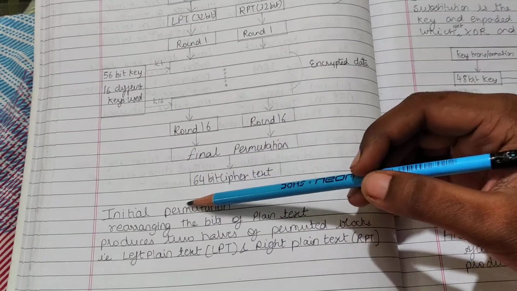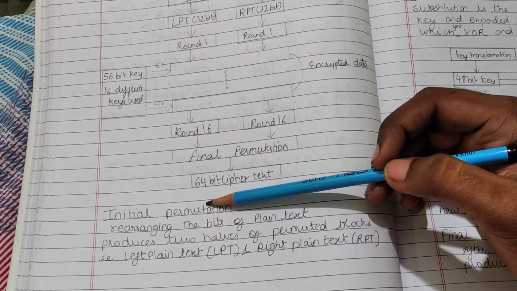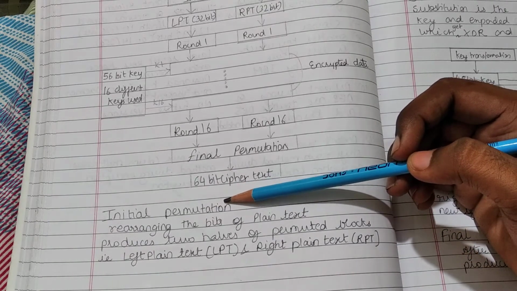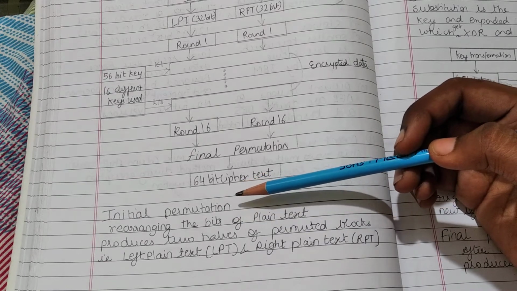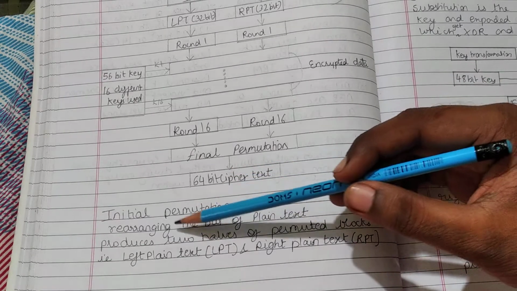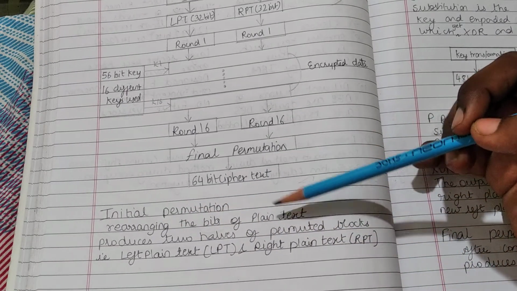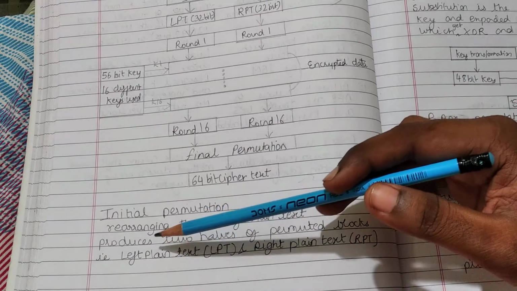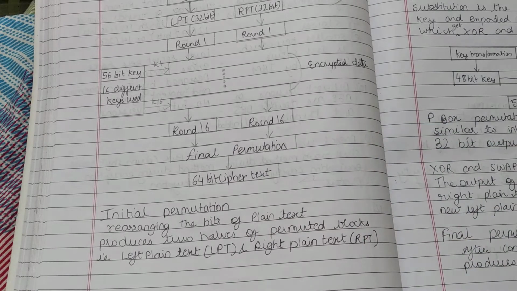So now, what is initial permutation? Initial permutation is the process of rearranging or shuffling each bit of the original plain text block with any other random bit of the same plain text message of the block. Now, initial permutation, rearranging the bits of plain text, produces two halves of permuted blocks, that is, the left plain text and the right plain text.